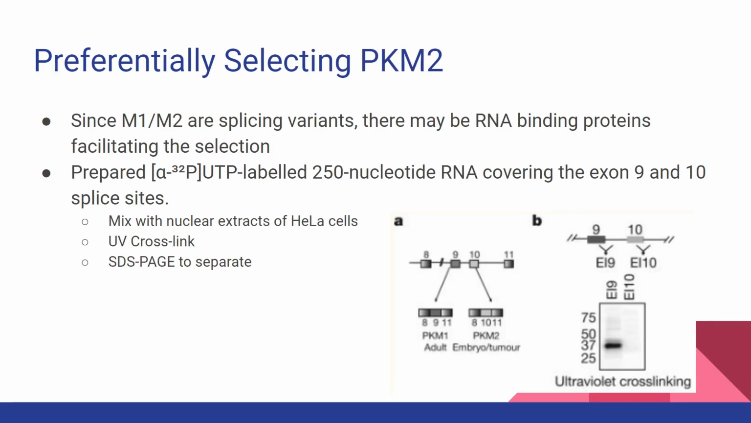Since M1 and M2 are splicing variants, there is likely some sort of RNA binding protein which is impacting the splicing decision. So, radioactively tagged oligo RNAs were created to cover the splicing sites of exons 9 and 10. They were mixed with nuclear extracts of HeLa cells, ultraviolet cross-linked to preserve the interaction, and then run on SDS-PAGE.